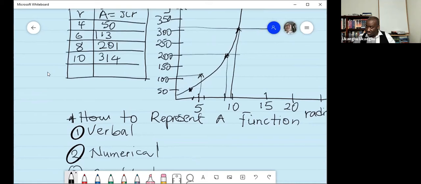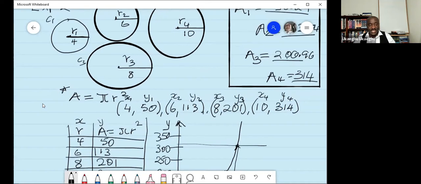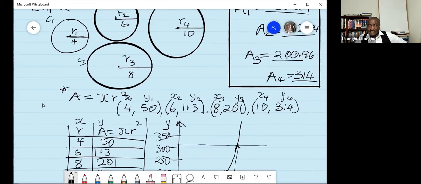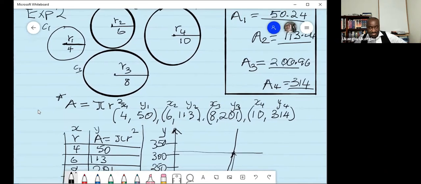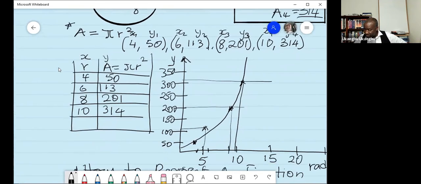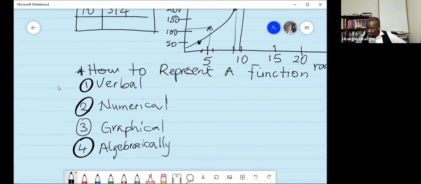Okay, so we started with algebraically by writing a formula because it's already known. It's an established fact that circle and area are related somehow, and the constant pi is their link. Okay, so we have formula, we have algebraic, we have verbal. We have actually covered the four: verbal, numerical, graphical, algebraic by formula.